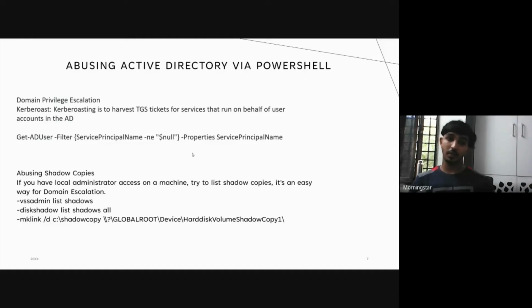I need reconnaissance on the domain controller or that machine. If I have particular information about it, definitely I can go for the escalation, whatever I need later on. This partial command line can be used for abusing the shadow copies: dash VSS admin list shadow. This is one of the command lines.